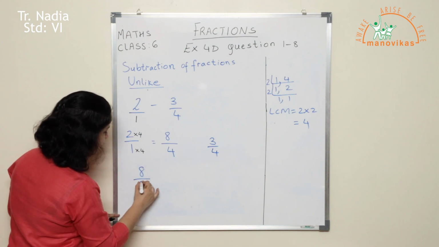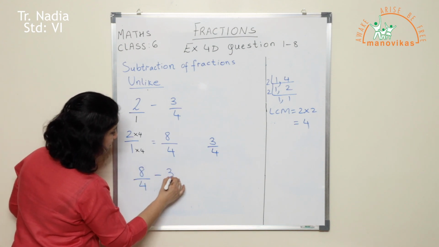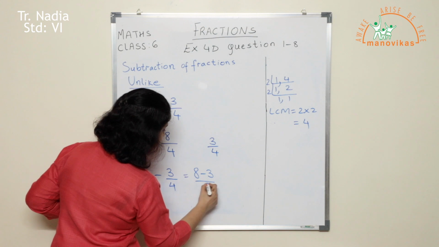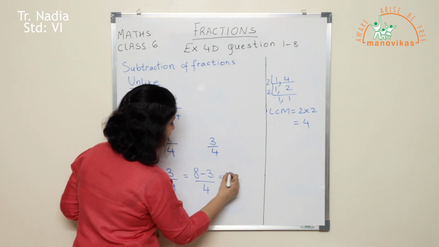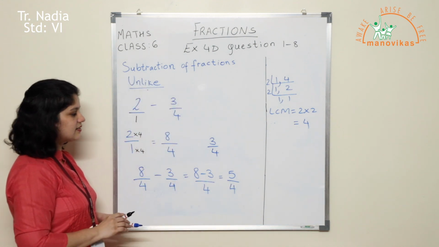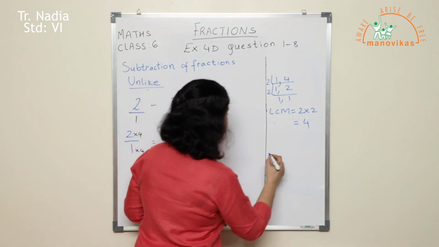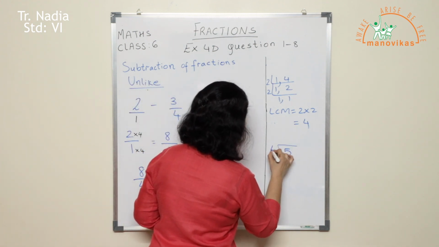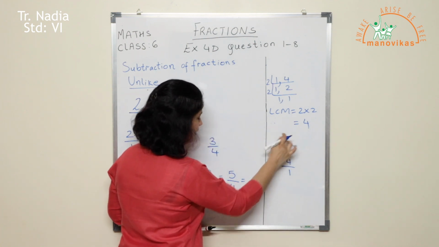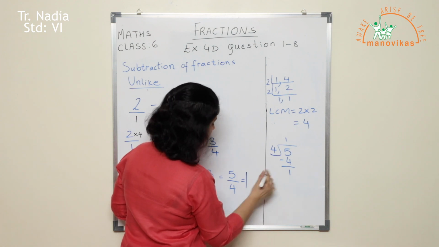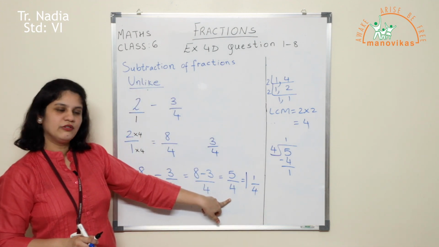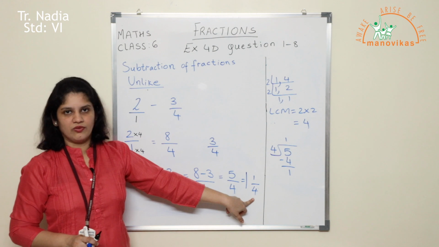So I have to subtract 8 upon 4 and 3 upon 4. So just subtract the numerators. The denominator remains as it is. 8 minus 3 is equal to 5 upon 4. The answer is improper. The numerator is big. So convert it to a mixed number. 4 ones are 4. Remainder 1. So the whole number is 1. The numerator also is 1. The denominator does not change. It remains 4 only. So 5 upon 4 in the mixed number form is 1 1 upon 4.